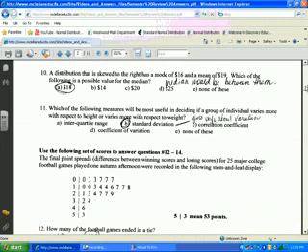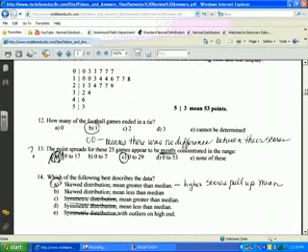All right. 11. Which of the following measures will be most useful in deciding if a group of individuals varies more with respect to height or varies? Standard deviation, because that gives you information about variation. Okay. All right. Now, box or stem and leaf plot.